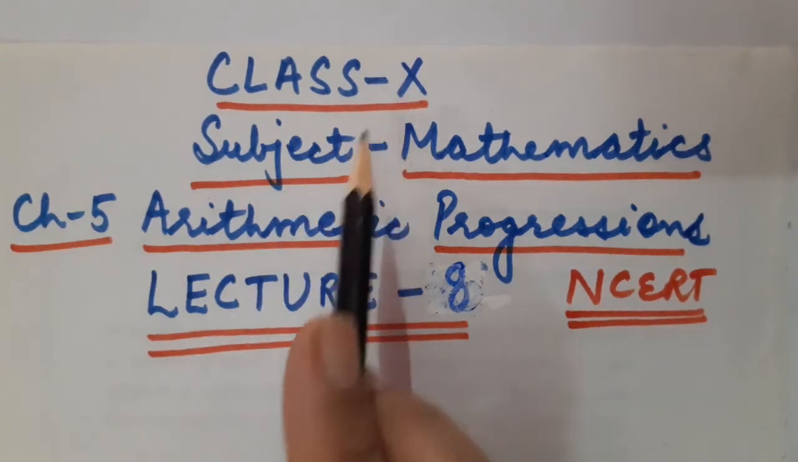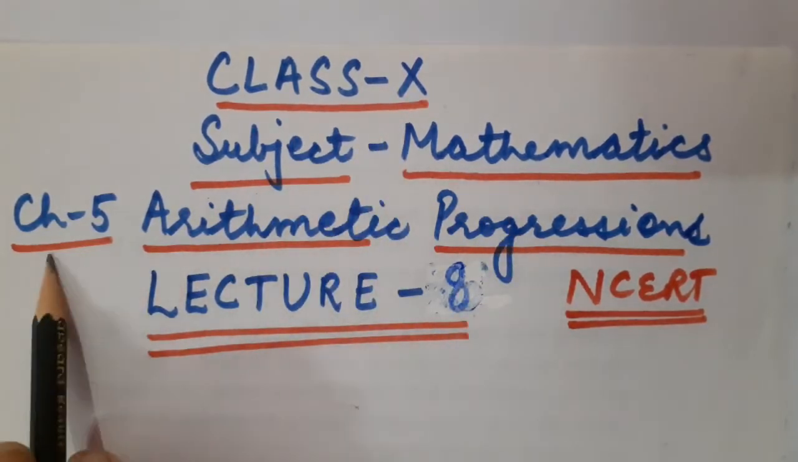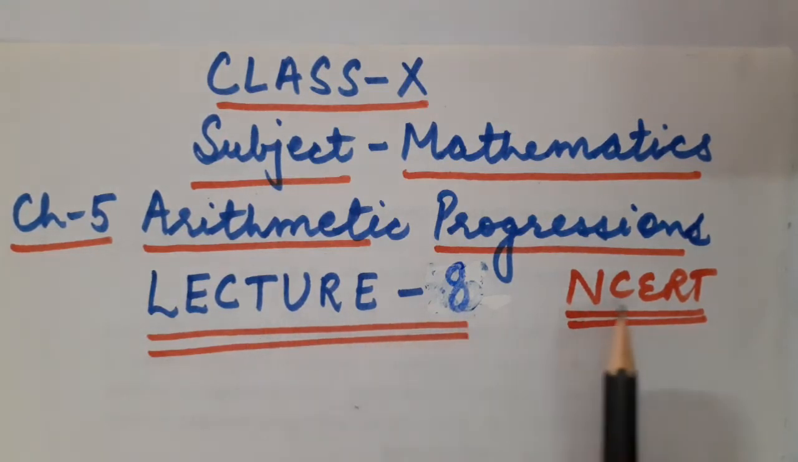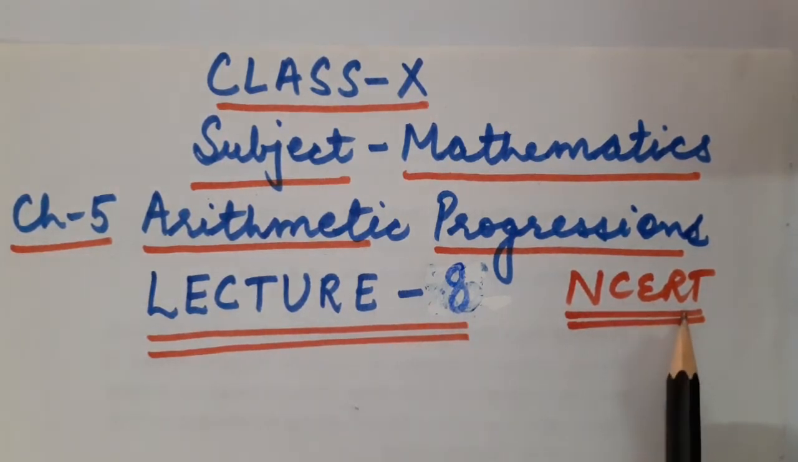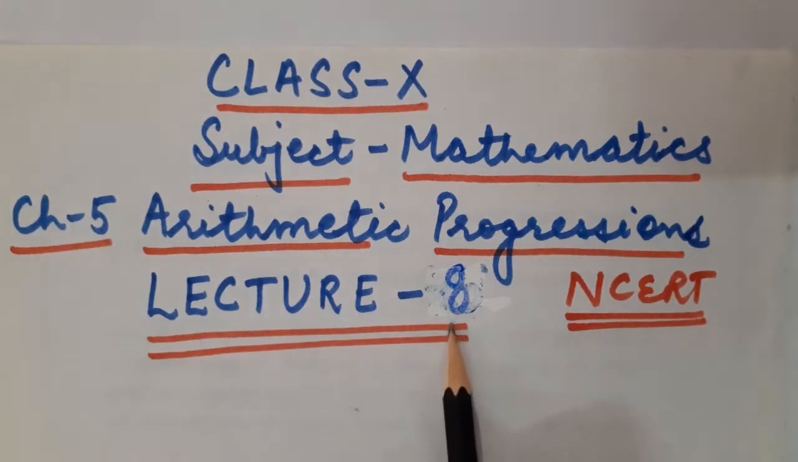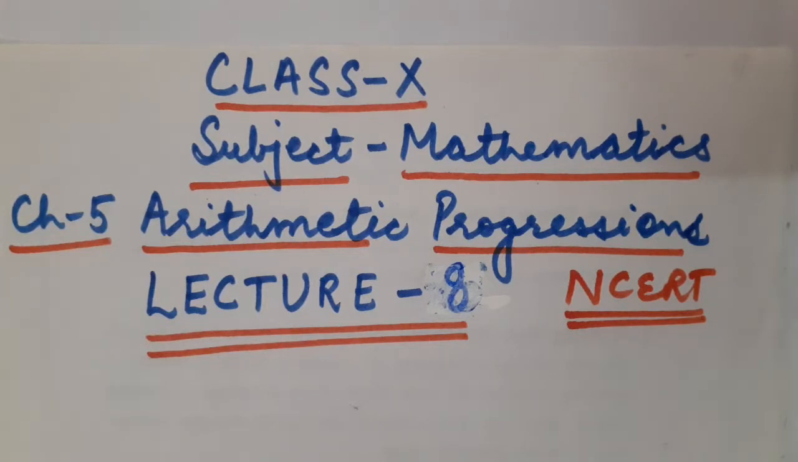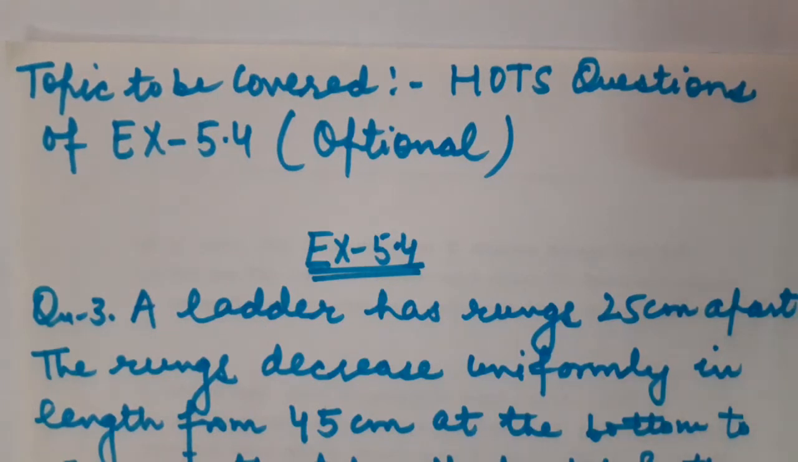This is class 10th, subject mathematics, chapter number 5, arithmetic progressions, lecture number 8, and the content I am going to cover from NCERT. Children, this is the last lecture of this chapter. After that, I will be taking a summary lecture, and then you please be ready for the test. In today's lecture, children, the topic I am going to continue with is the HOTS questions of exercise 5.4 optional. So let us start.